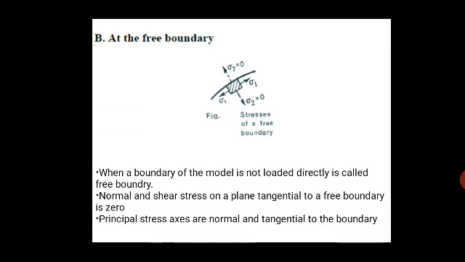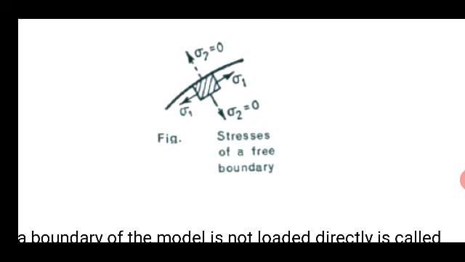You can observe in the sketch here, sigma 2 is a normal stress which is acting normally to the surface of the body, and sigma 1 in the direction of the body axis, so we can consider it as sigma 1 is equal to sigma 2.